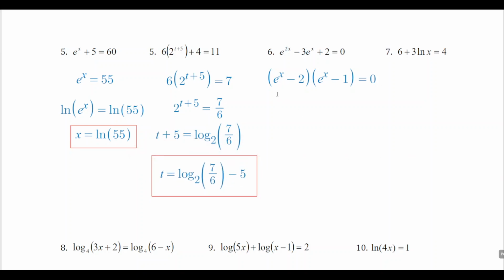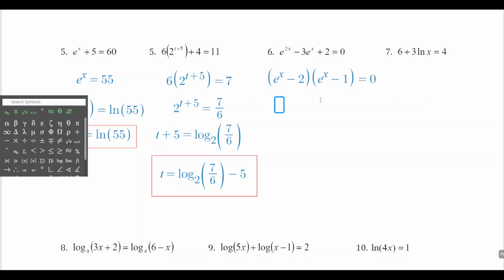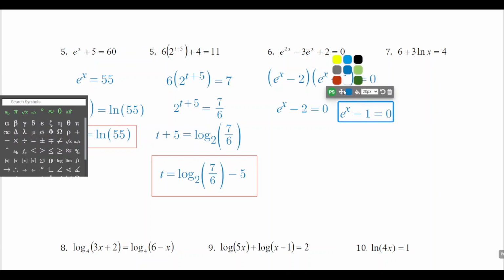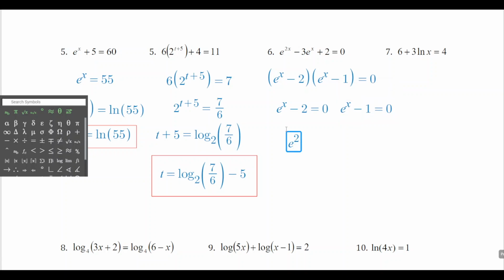We're going to set each of these factors equal to 0 and solve them individually. So we'll have e to the x minus 2 equals 0, or e to the x minus 1 equals 0. Looks like we're going to get two solutions here, because either e to the x equals 2 or e to the x equals 1.